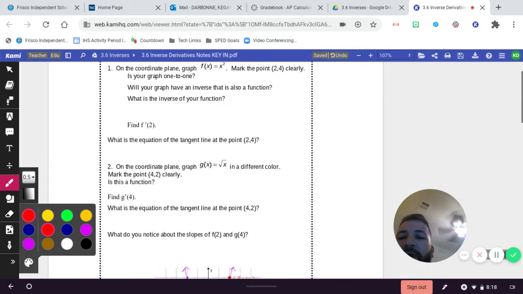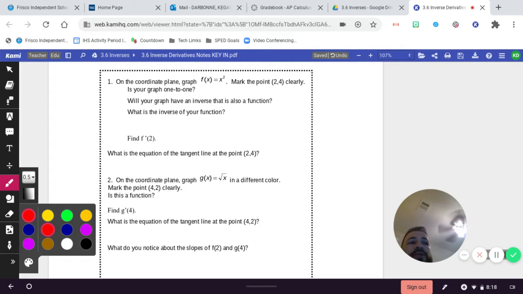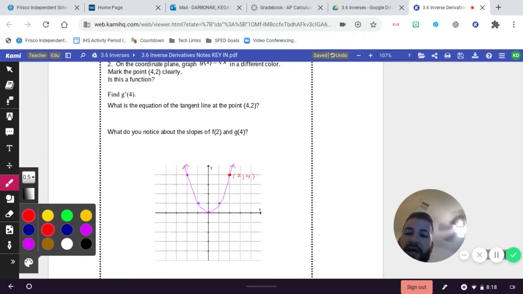So up here at the top, a couple of questions. Is your graph one-to-one? What does it mean for a graph to be one-to-one? It means that every x value has a unique y value. That means no y values are repeated. Well, looking at our graph, it's not one-to-one. All the y values on the left side are repeated on the right side.